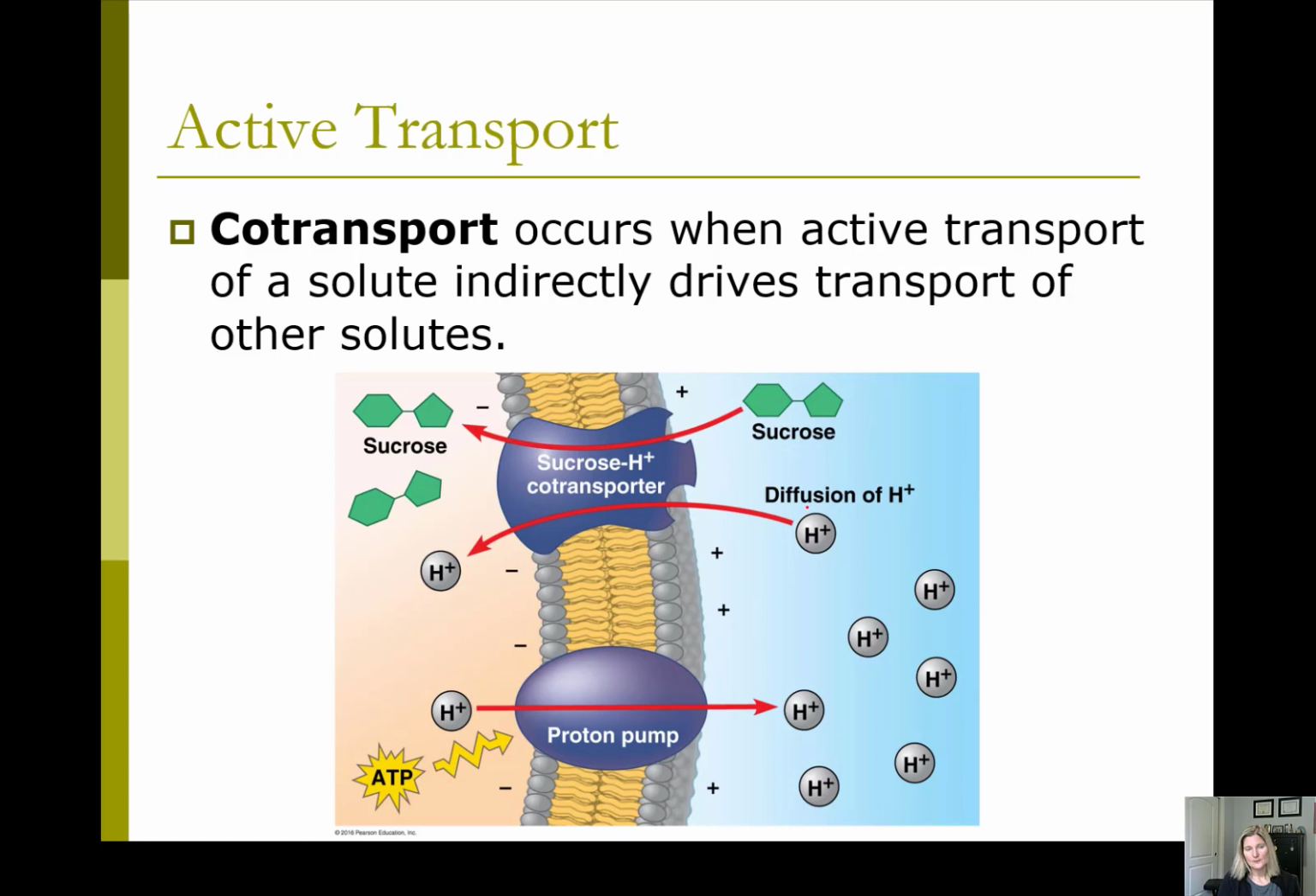But because the channel is open, it's inadvertently allowing this diffusion of hydrogen ions. So these hydrogen ions are high concentration to low. So they're being transported along with the sucrose through co-transport. Okay. So let's go ahead and stop right here, and then we'll pick this up in the next lecture.